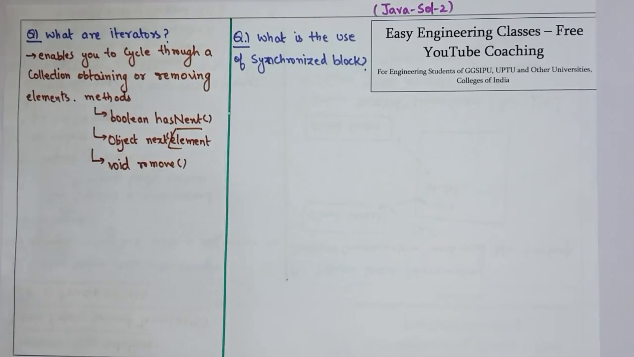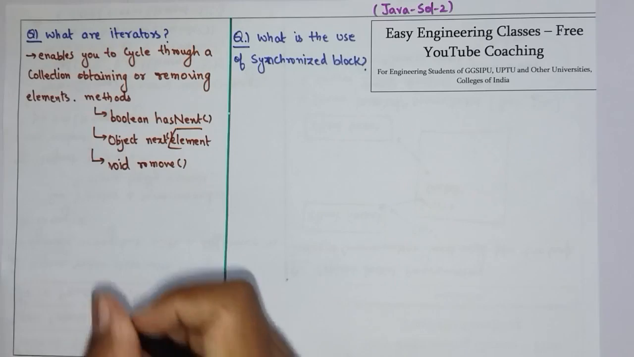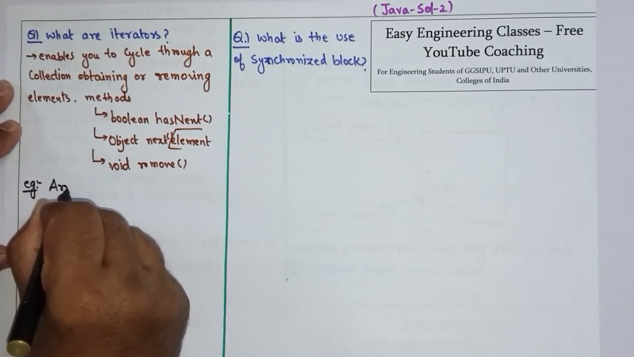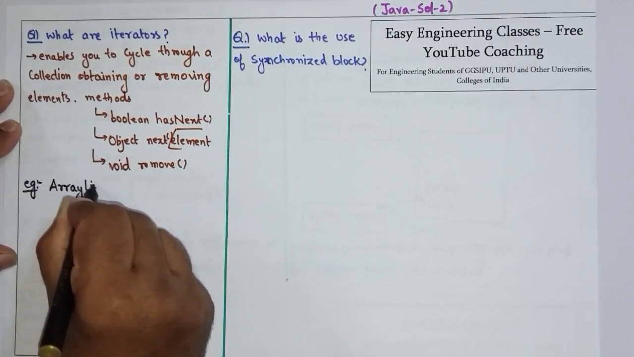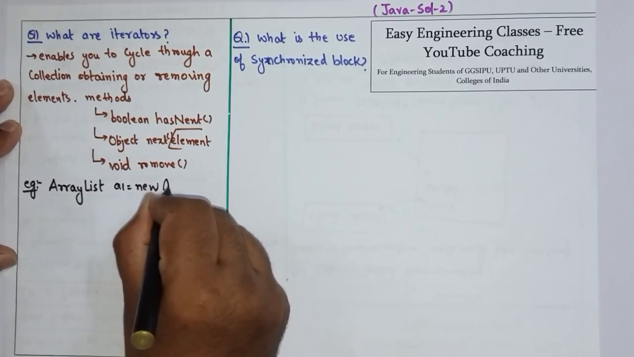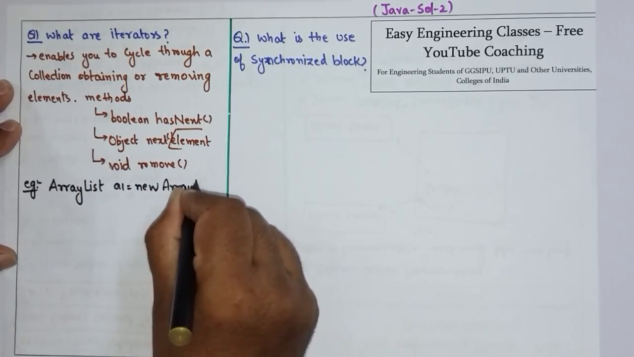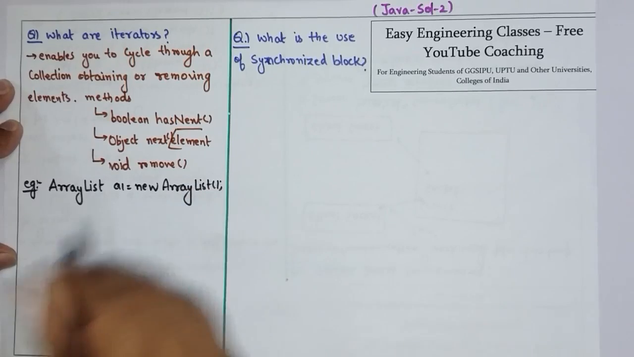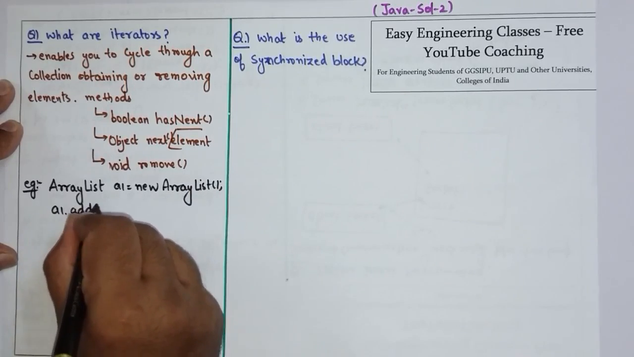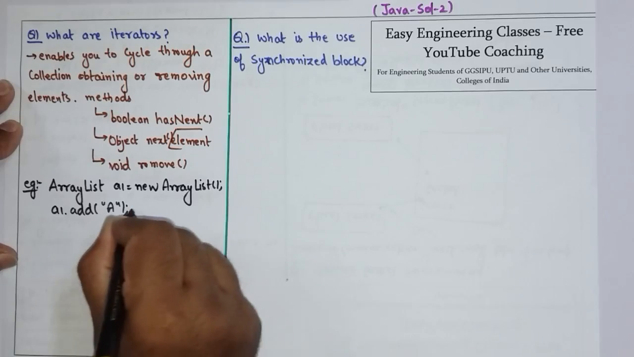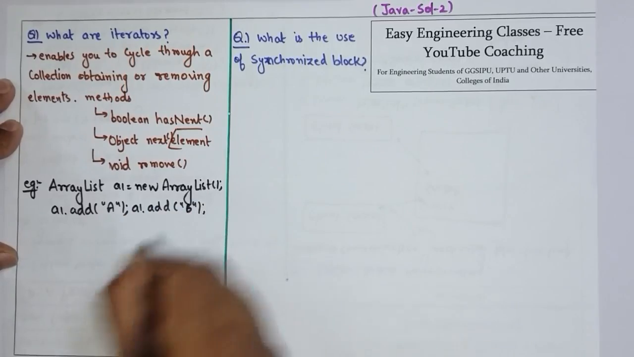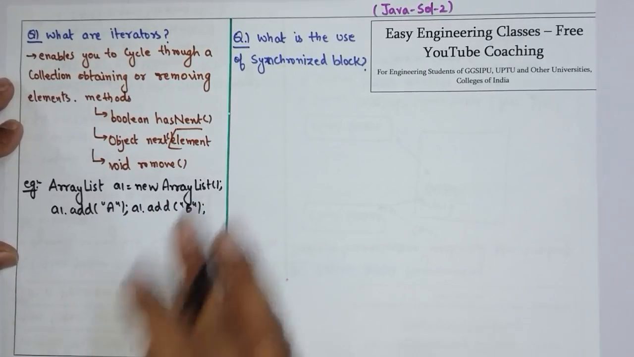So what I am going to do is write a simple example here. For example, I have created an array list. मैंने एक array list बनाया है a1, and in the array list I have added certain elements like A, B, C, D. So I am adding A, then B, and you can add n number of elements.